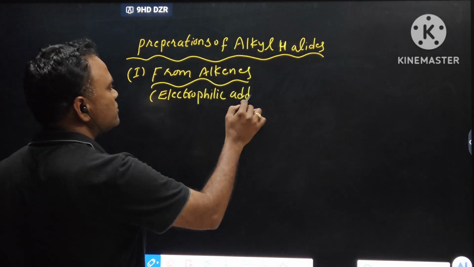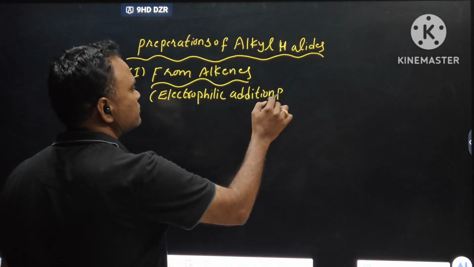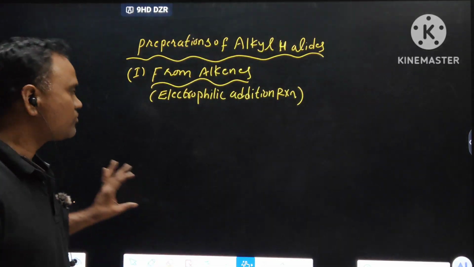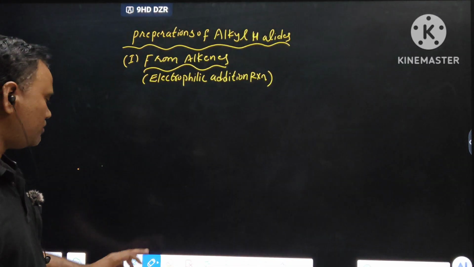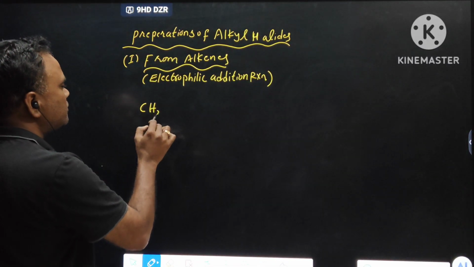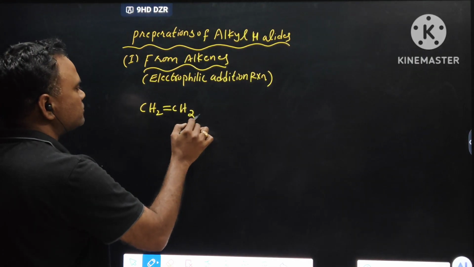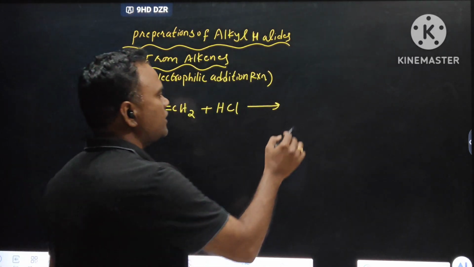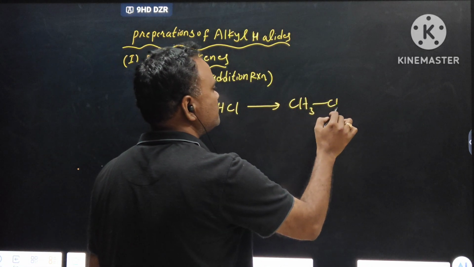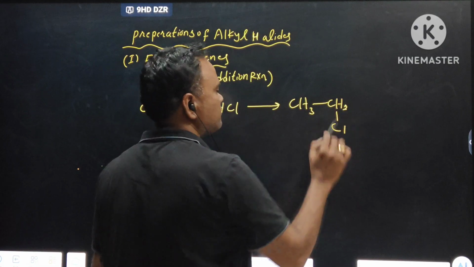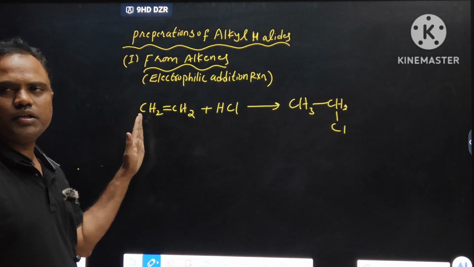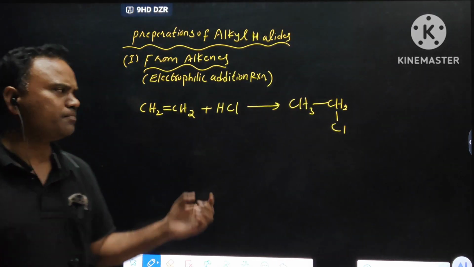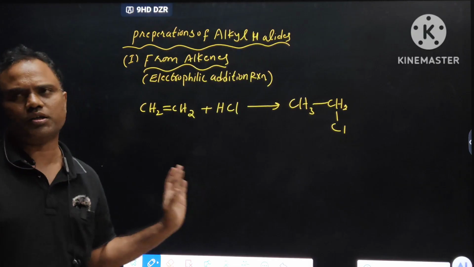Electrophilic addition reaction. Right. First I will take one simple example. Ethene when treated with HCl, we will get alkyl halide. One H will be added here and Cl will be added here. Then we will get CH3CH2Cl. This is a simple preparation method of alkyl halide from alkene, right?